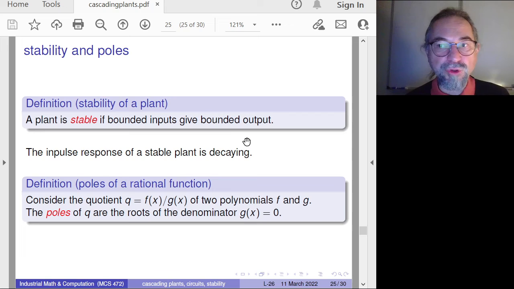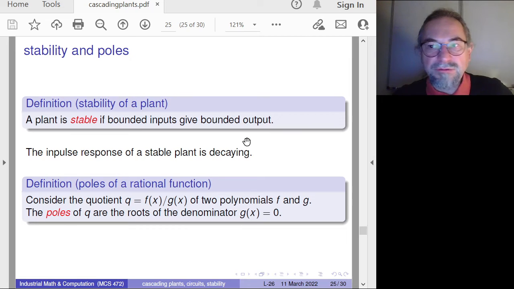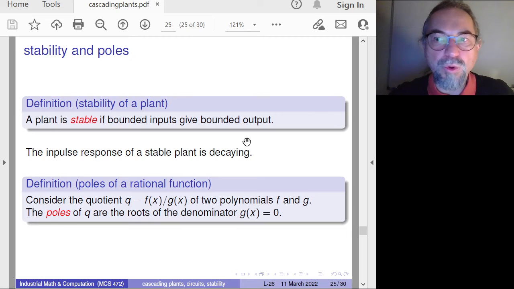Okay, so we need one more definition before we can formulate the criterion for stability. Our transfer functions have always been rational functions, the ratio of two polynomials. Now we say that the roots of the denominator are called the poles of our ratio, of our quotient.